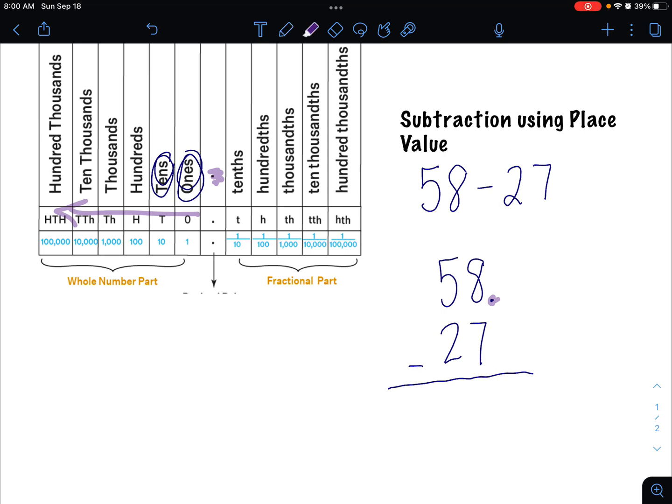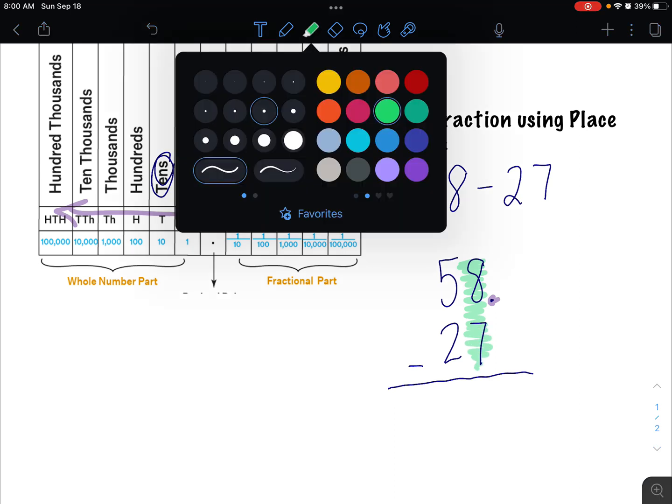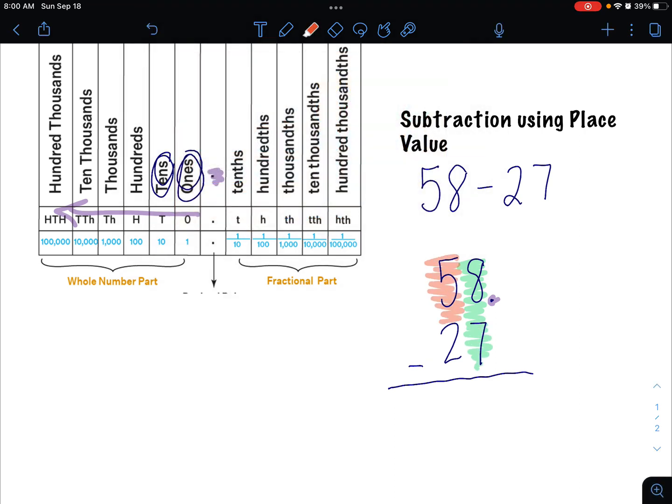So we line up our ones, our 8 and our 7, and we subtract those. And we line up our tens, our 5 and our 2 in this problem, and we can subtract that way. So we have 8 minus 7, which is 1, and we have 5 minus 2, which is 3. But really, our 5 and 2 is really 50 minus 20. So that would be 30. So then our answer is 31.